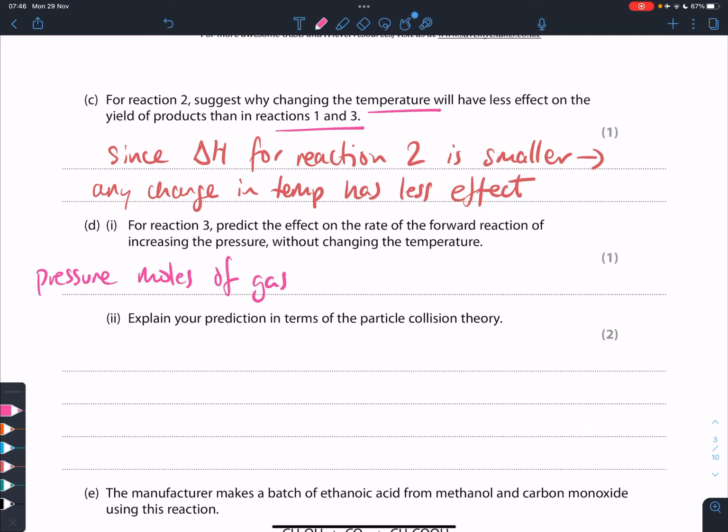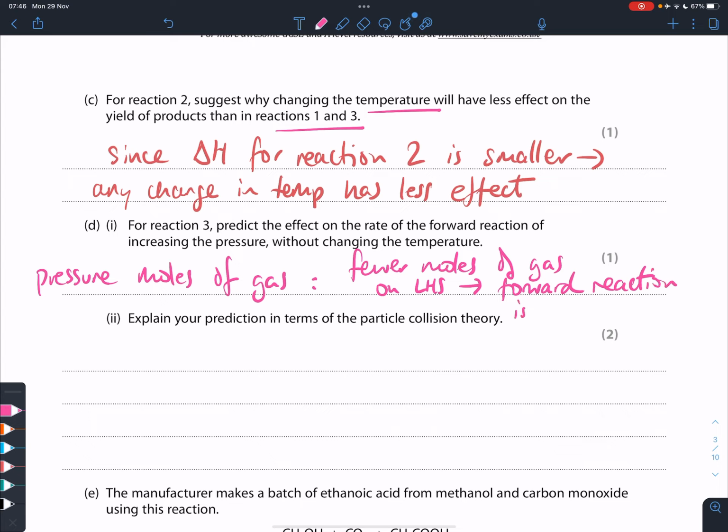So, pressure, moles of gas, there's fewer moles of gas on the left-hand side. So the forward reaction is reduced. But reading the question carefully, they're not talking about the yield on this one. They're talking about the rate. So the rate of the forward reaction.